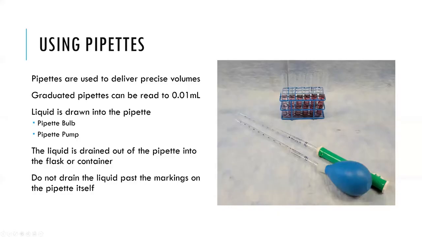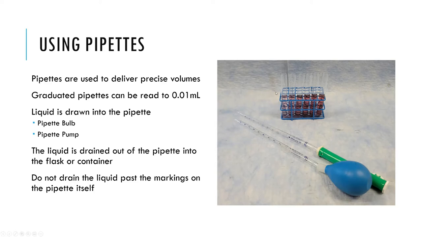In the lab itself, to prepare these nine different solutions, you're going to be measuring the volumes using pipettes. These pipettes are meant to record how much volume is delivered or how much volume leaves the pipette and is dispensed into the individual test tubes. These pipettes can be read out to 0.01 milliliters, so all of the volume readings from a pipette should have two decimal places. You would draw up the volume into the pipette itself using either a pipette bulb or a pipette pump, and then drain the liquid out from the tip into the appropriate test tubes.